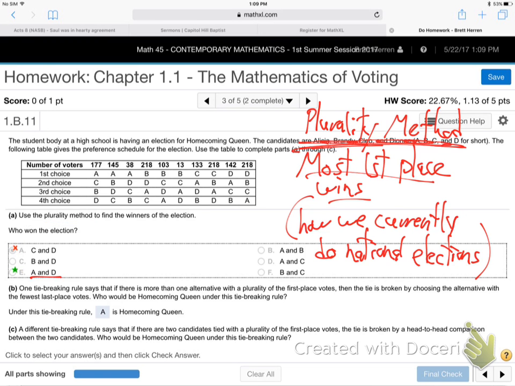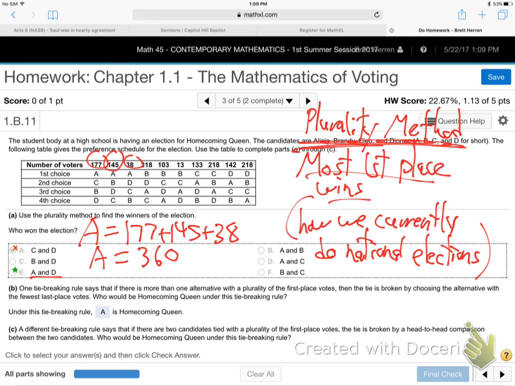How many first place does A have? Those 177 people like A best. Those 145 like A best. Those 38 like A best. All those people like A best, right? How many? Somebody got a calculator? I should have brought my calculator. Maybe almost 400. High 300 or low 400. Anybody? I don't know. What is it? 360. 360?